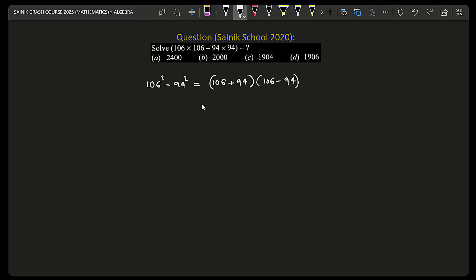Okay, what does the first term simplify to? Sir, 106 plus 94, 200. 200 multiplied by 106 minus 94. Sir, 12. So now this became very easy. 12 twos are 24 and adding 2 zeros at the end. Which option, Amshuman? Sir, option A. Very good.